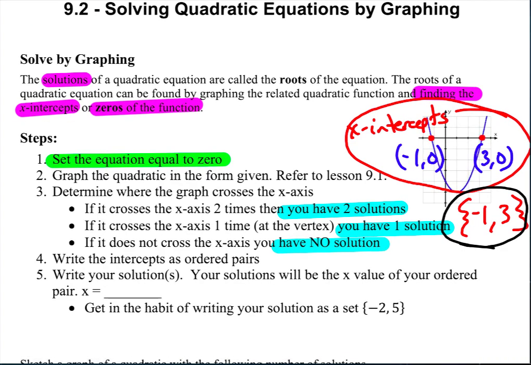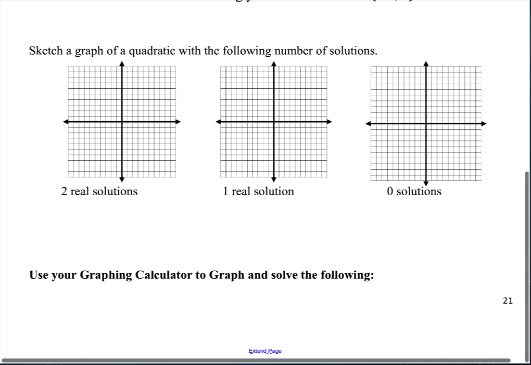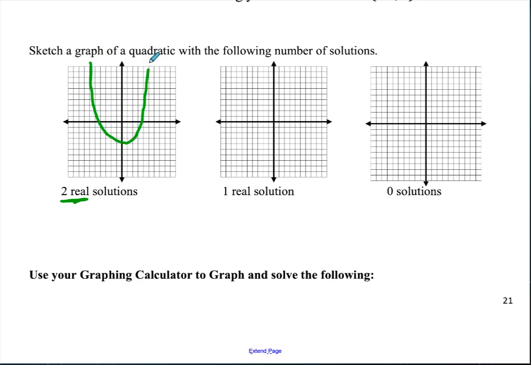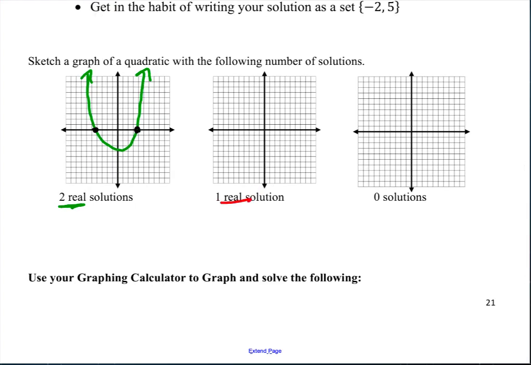Okay. We can determine the number of solutions by looking at the graph. Sometimes there's going to be two solutions, and when that happens, it's going to look something like this. It's going to hit the x-axis at two specific points, so that has two solutions. For one that has one solution, that's going to look like this. Okay? And it could be anywhere on the graph, but it only hits the x-axis at one specific point. In this case, our vertex is going to be that solution.